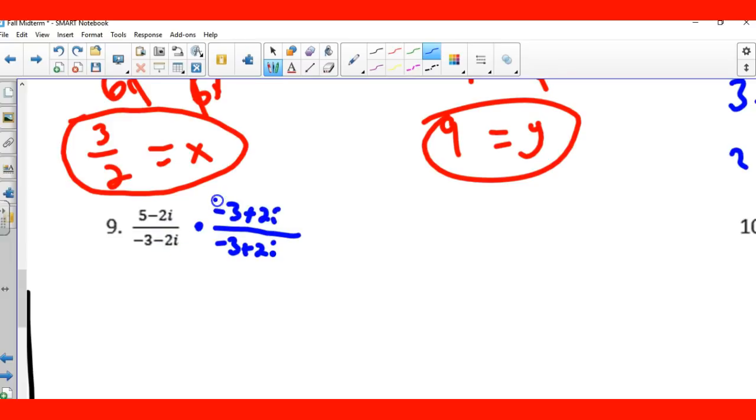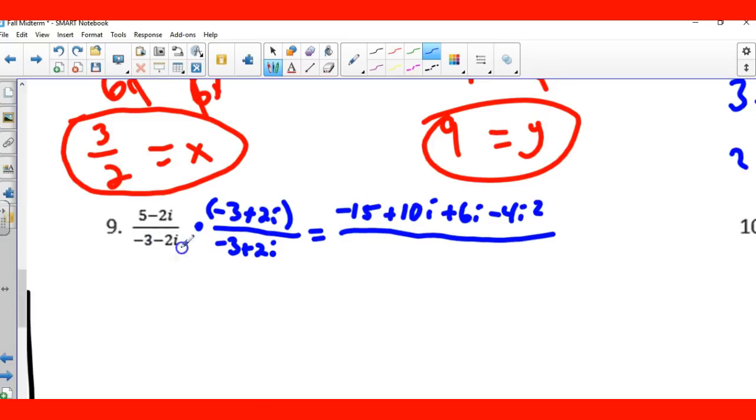Find the conjugate. Now at the top here, you need to FOIL. So when you do that, you got 5 times negative 3, negative 15, 5 times 2i, 10i, negative 2i times negative 3, and negative 2i times positive 2i is going to be negative 4i squared. Down at the bottom, FOIL this. So you have 9 minus 6i plus 6i minus 4i squared.